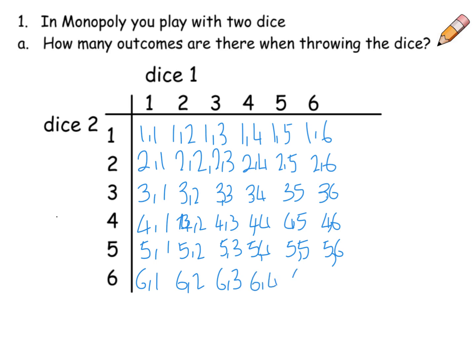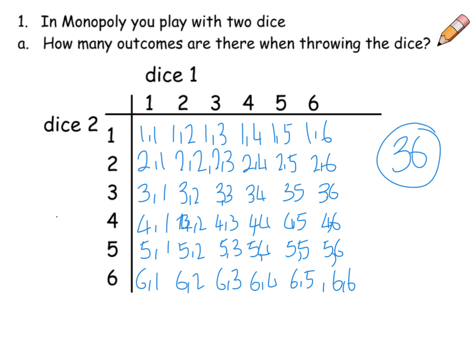And here you go. So I paused and just filled them in. So you get the idea. So here are all the different outcomes. So how many different ways are there of throwing a dice? There are 36 different ways for your dice to land. Right, so I'm going to ask you lots of questions about this.